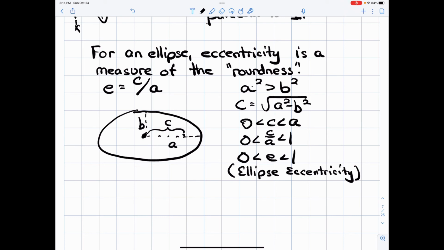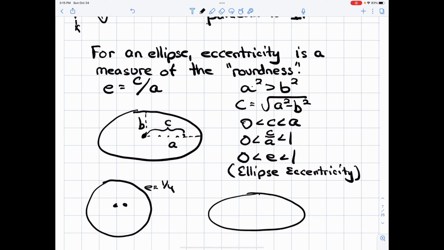So if it's more circular, your two foci are going to be closer together. If it's more stretched out, you're going to have that bigger eccentricity and your foci are going to be spread out more. So it goes along with that ratio of C and A. If your ratio of C over A is smaller, approaching 0, you're going to be more round. If your ratio of C over A is bigger, approaching 1, you're going to be more stretched out, like elliptical.